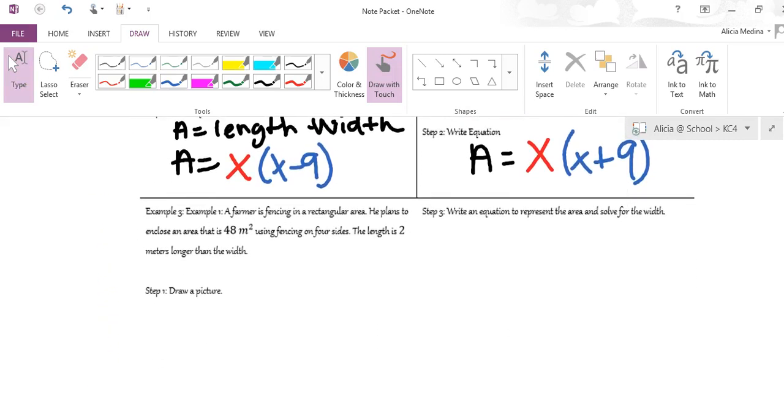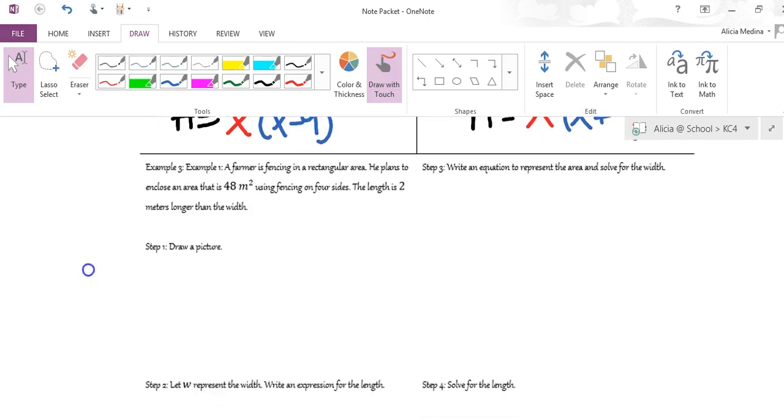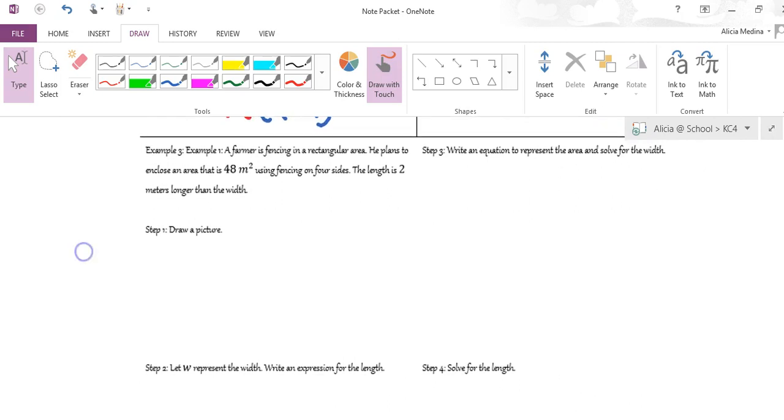Looking at example number 3, it says now we have a farmer who's fencing a rectangular area. He plans to enclose an area that is 48 meters squared. Using fencing on 4 sides, the length is 2 meters longer than the width. Step 1 says draw a picture. So, draw a picture.